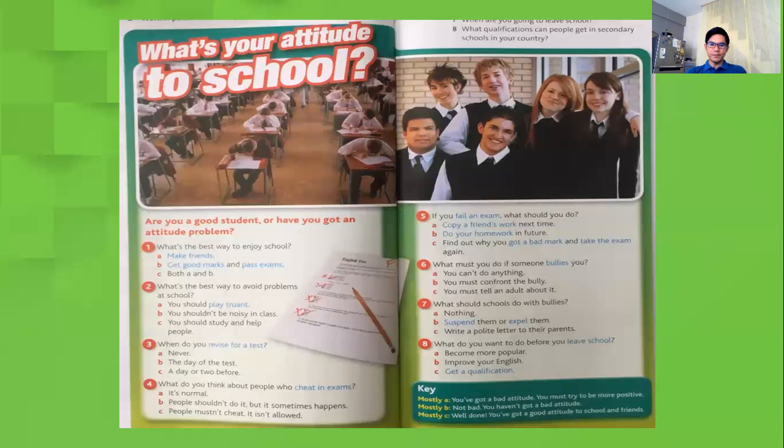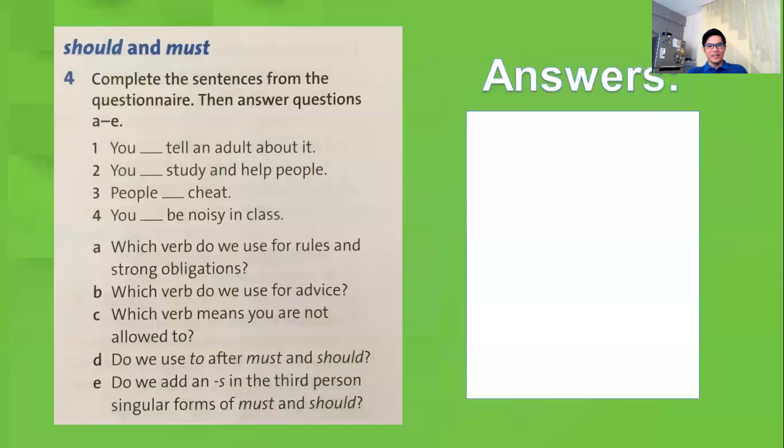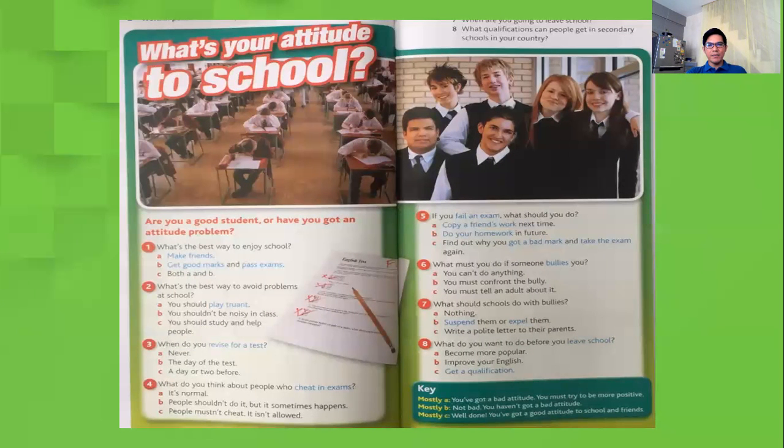Two to go. Number 7, what should schools do with bullies, or how should the school respond to bullying? Letter A, nothing. Letter B, suspend them or expel them. Suspend means suspended for a number of days or weeks, but they can come back. Expel means they are not allowed anymore to study in school. Letter C, write a polite letter to their parents.